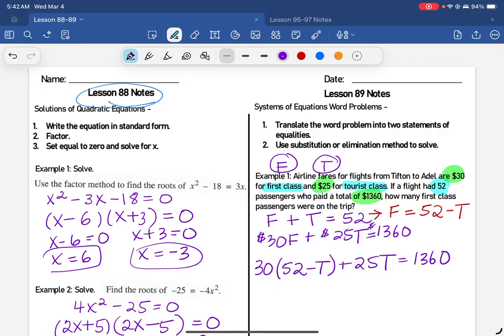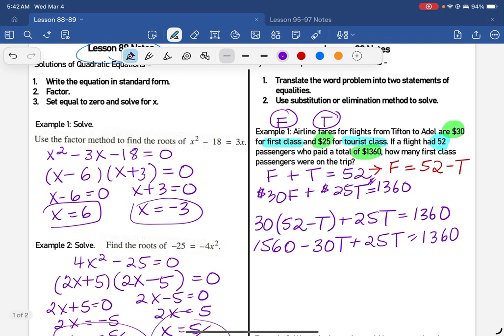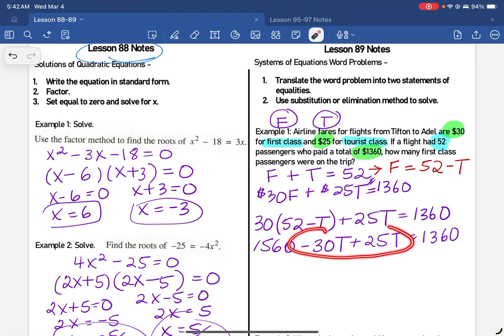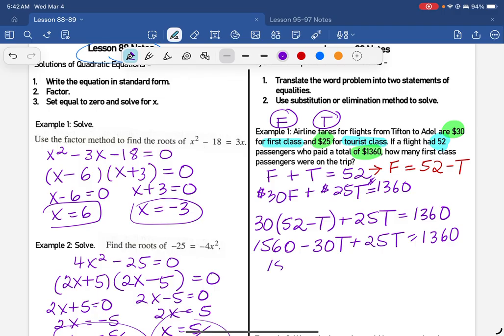Now we're going to distribute. So we're going to multiply the 30 times 52, which we get 1560 minus 30t. Be careful to distribute that 30 across. Plus 25t equals 1360. All right, now we're going to combine like terms. So you notice here we have a negative 30t and a positive 25t, which gives me a negative 5t. So we have 1560 minus 5t equals 1360.